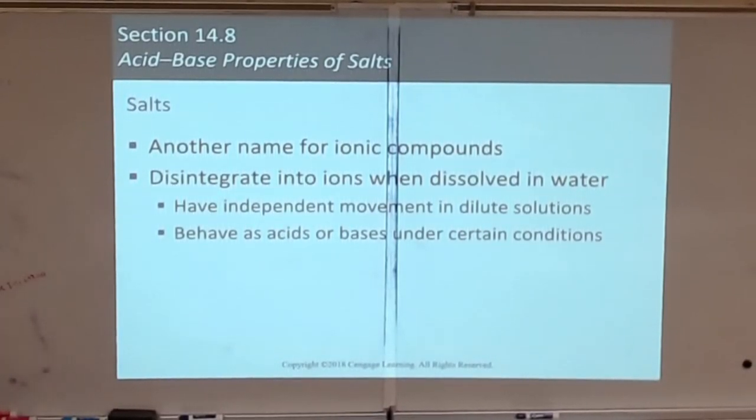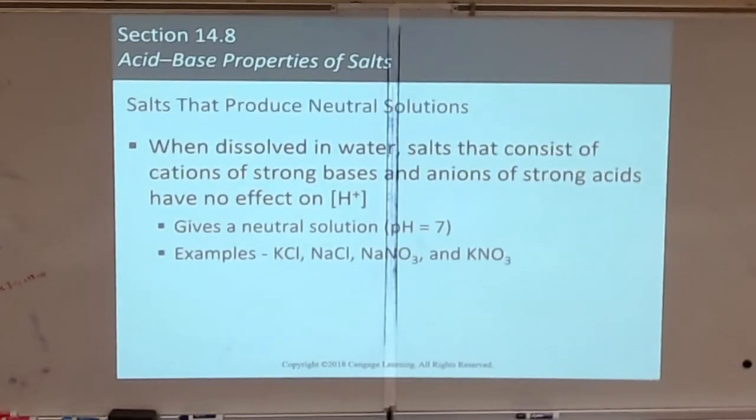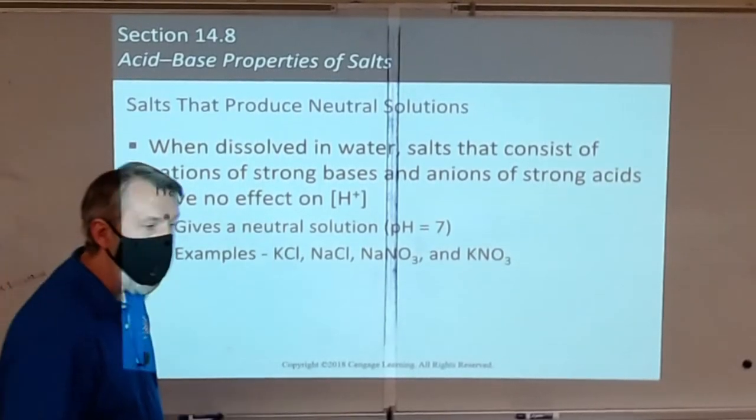So that's really important. When dissolved in water, salts that consist of cations of strong bases and anions of strong acids have no effect. Remember, what does strong mean?